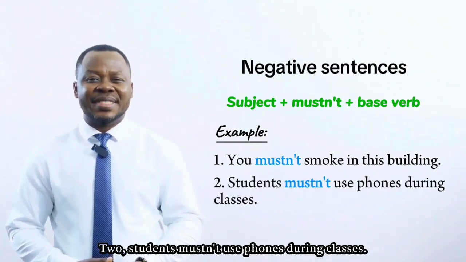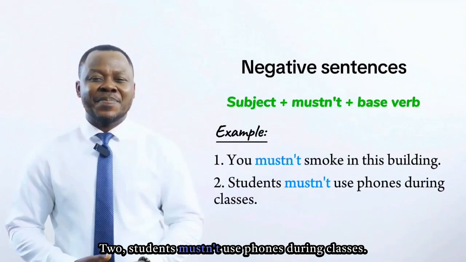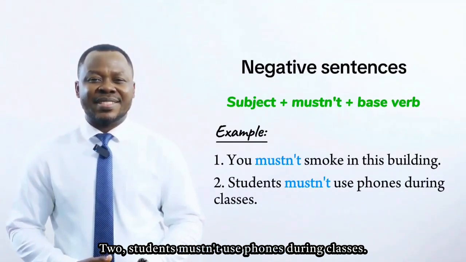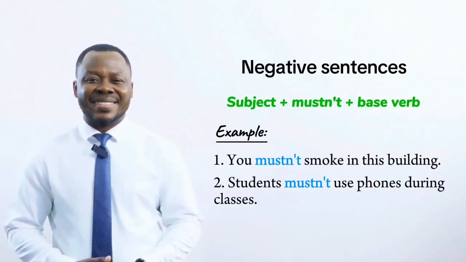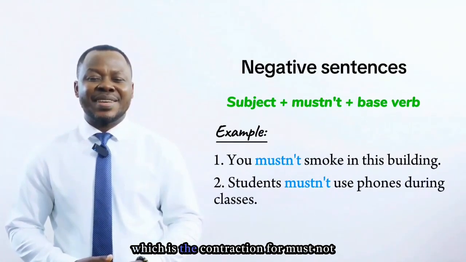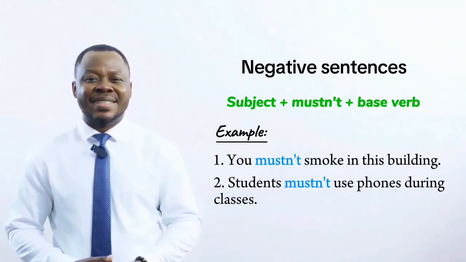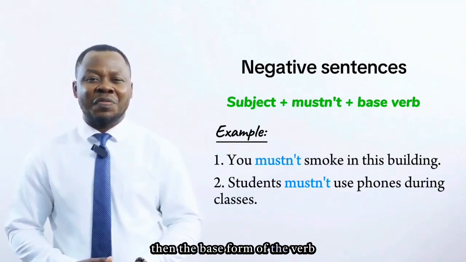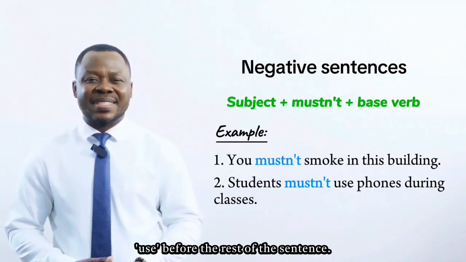2. Students mustn't use phones during classes. Students is the subject, followed by mustn't, which is the contraction for must not, then the base form of the verb use before the rest of the sentence.